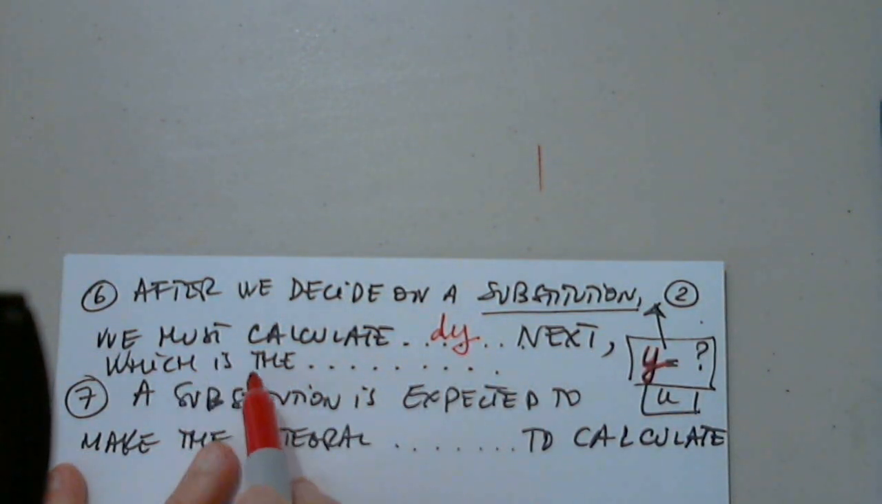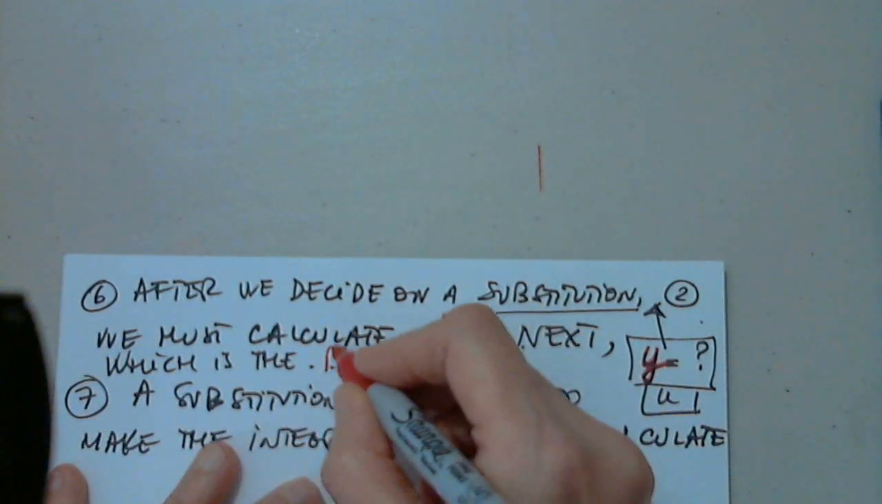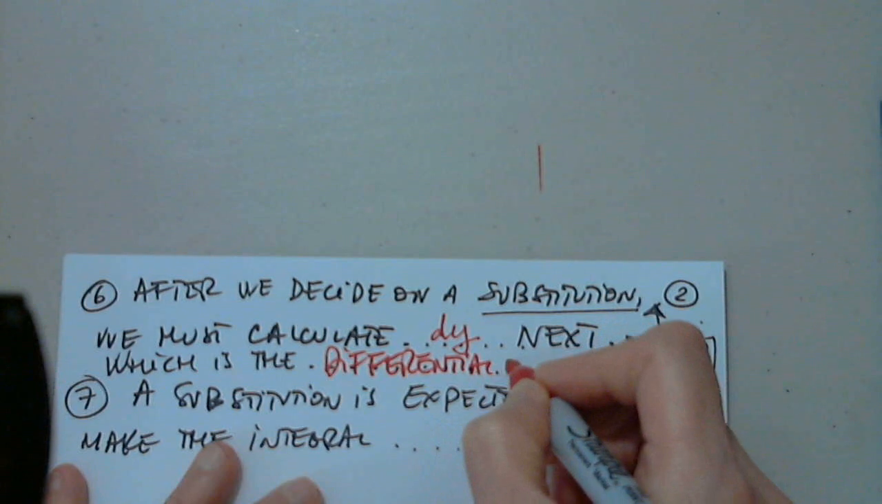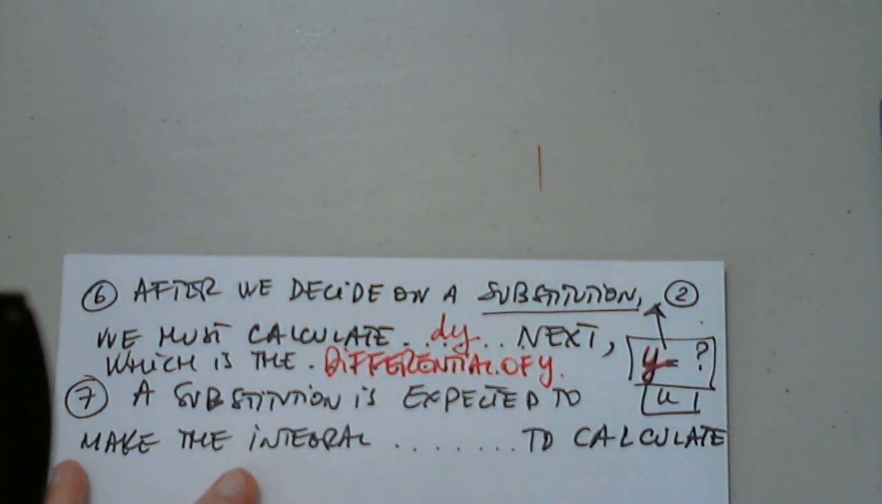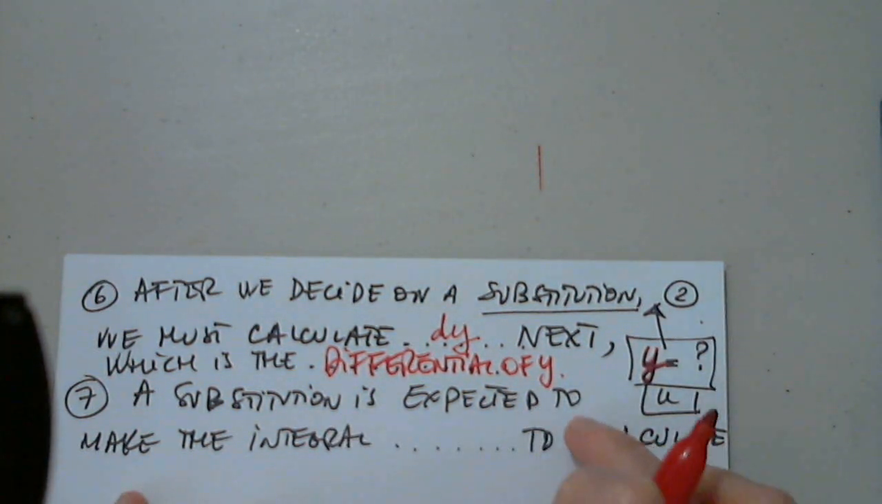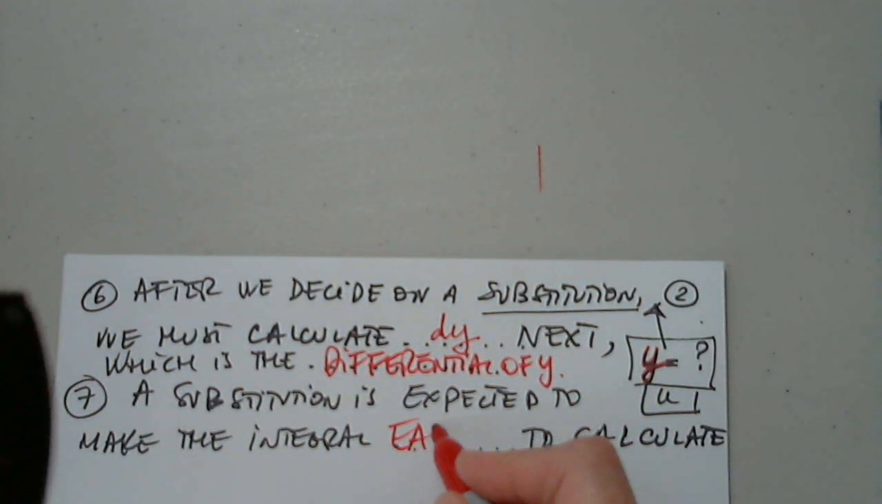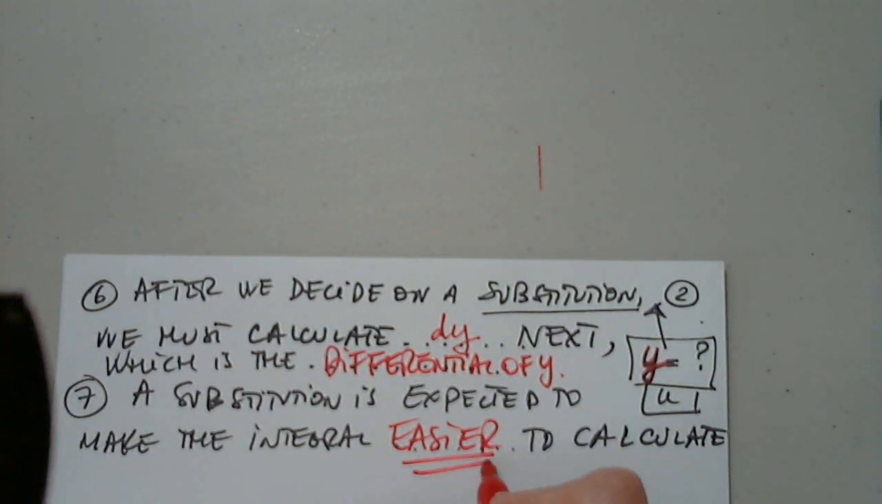What is this called? This is not the derivative. Very important name: the differential of y. A substitution is expected to make the integral easier to calculate. Otherwise, what's the point? If it doesn't, I'm on the wrong track.